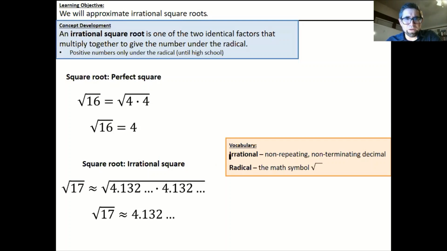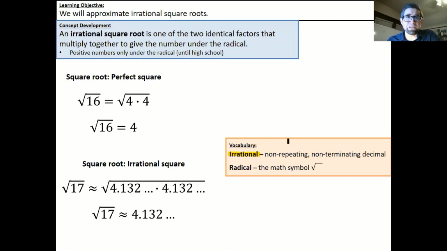Irrational. If you don't remember what irrational means, irrational is a non-repeating, non-terminating decimal. That's a decimal that goes on forever without having any patterns. One that we're already familiar with is the number pi. We always have to round off pi. It goes on forever. We're going to do the same thing with square roots that have decimals that go on forever, and they don't have any patterns. So that's why we have to approximate them.